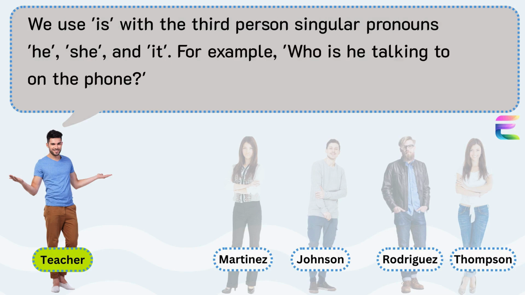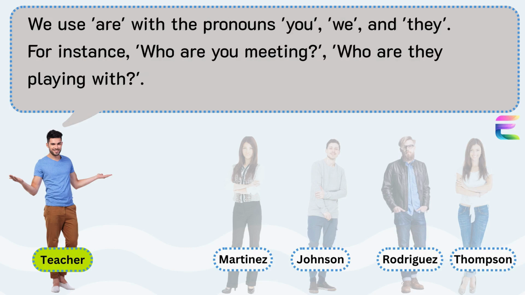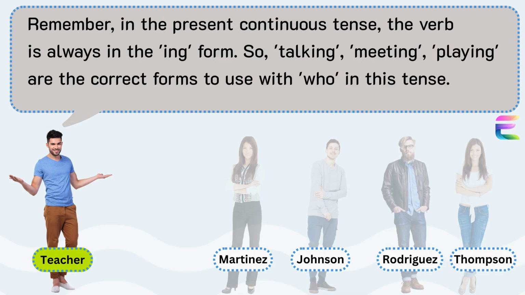We use is with the third-person singular pronouns he, she, and it. For example, who is he talking to on the phone? We use are with the pronouns you, we, and they. For instance, who are you meeting? Who are they playing with? Remember, in the present continuous tense, the verb is always in the ing form. So, talking, meeting, playing are the correct forms to use with who in this tense.